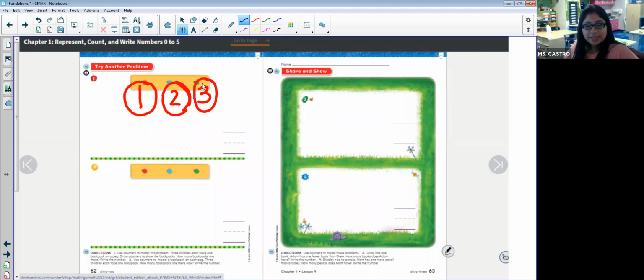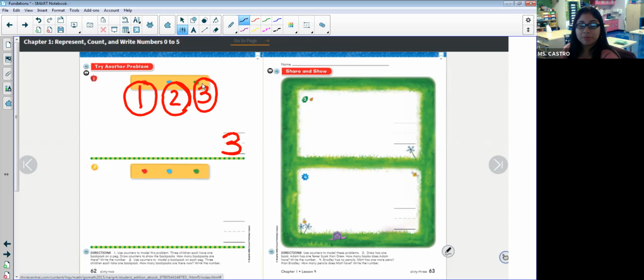So the question they're asking is, how many backpacks are there? And we just illustrated 1, 2, 3 backpacks. So on the line, we are going to write the number 3, which is the last number that we illustrated for the backpacks of the children. Okay, so that's problem 1 up at the top.